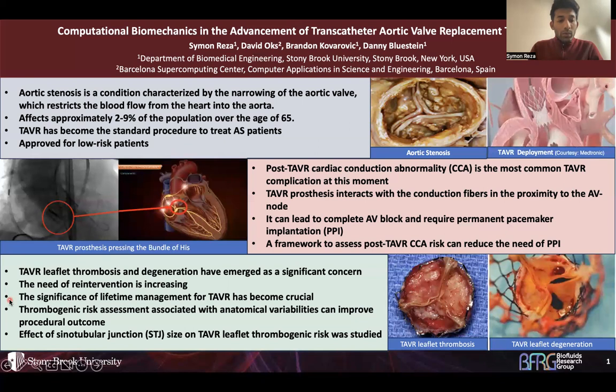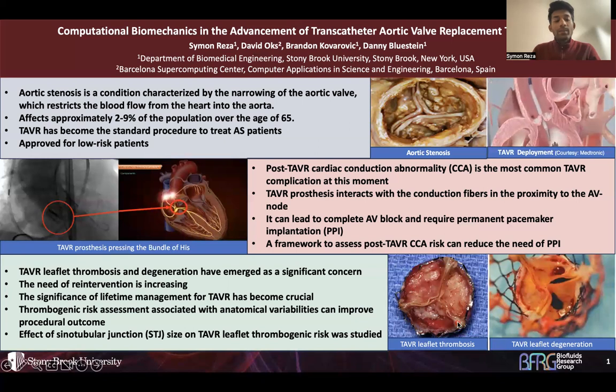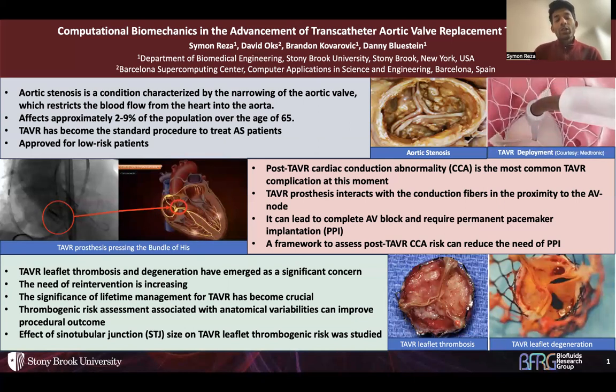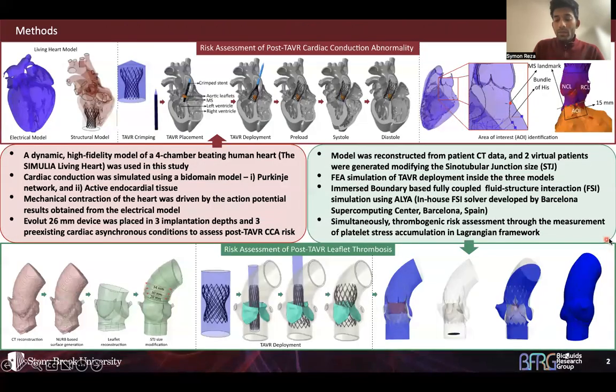Now, also, when we look at leaflet thrombosis from these figures, we can see that the TAVR leaflets are also prone to thrombus formation and also degeneration, right? So how can we mitigate these problems? What we have done is we use advanced computational techniques to come up with frameworks that can assess the risk of these post-procedural complications. So I'll present two of my recent projects.